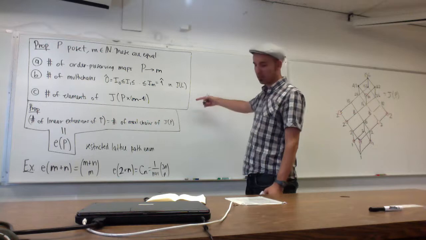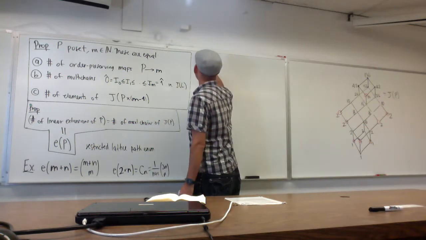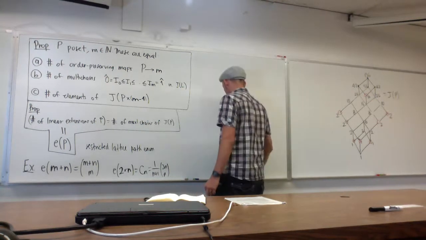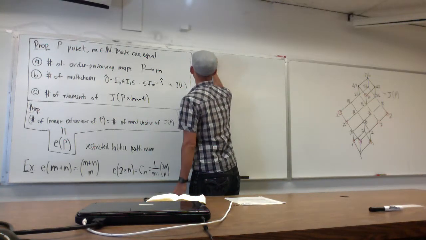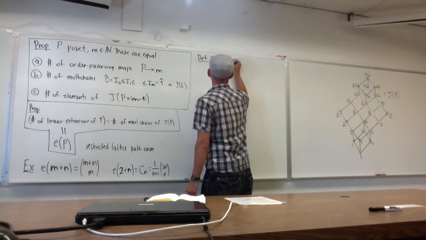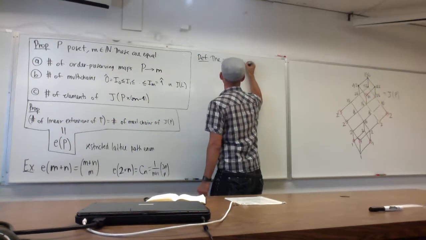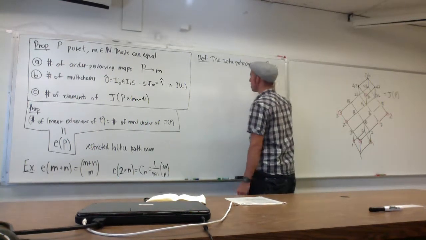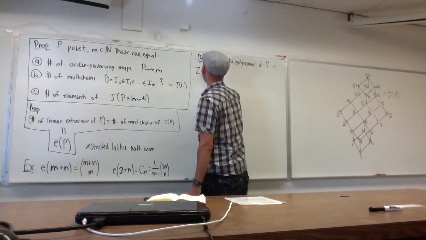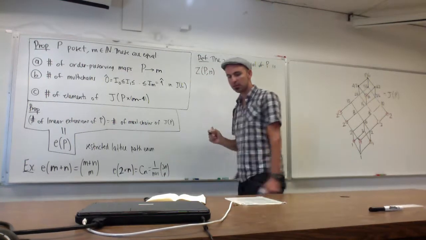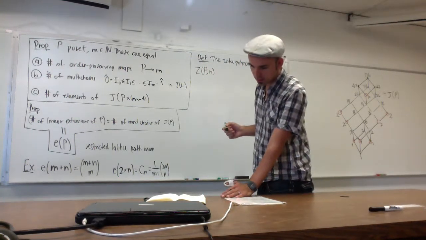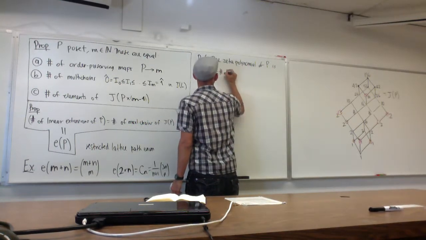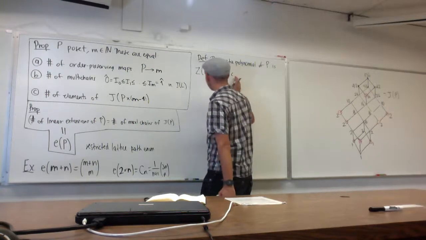All right, so I want to define the zeta polynomial. Definition: the zeta polynomial of a poset P is given by Z(P, n) equals the number of multichains.